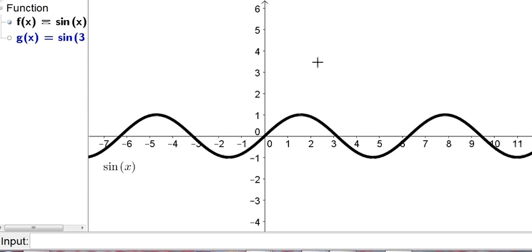All right, I want to take a quick look at GeoGebra to help us give another visual example of kind of what's going on here with this one. And so I've graphed for us here y equals sine of x. And so sine of x is showing up here.